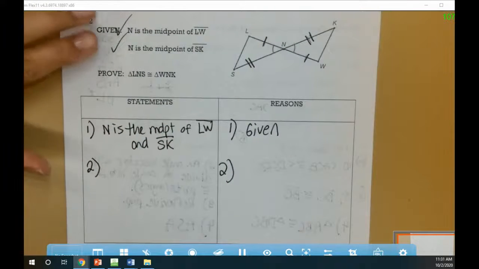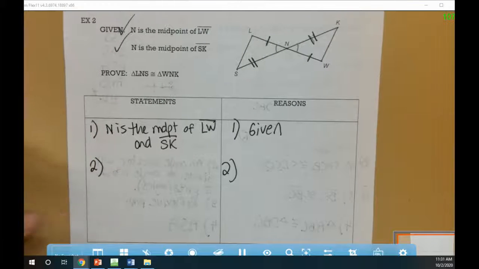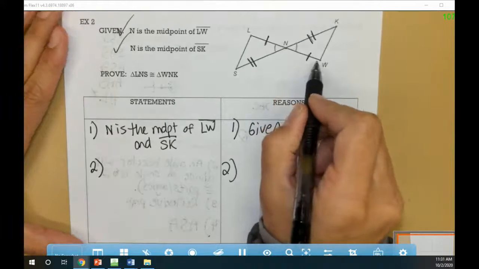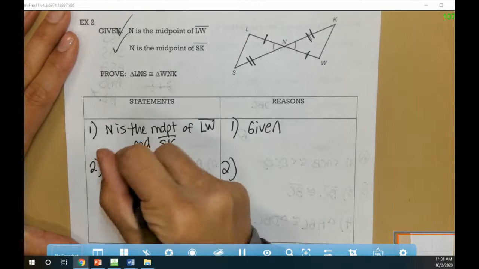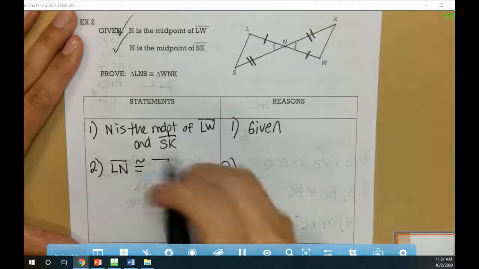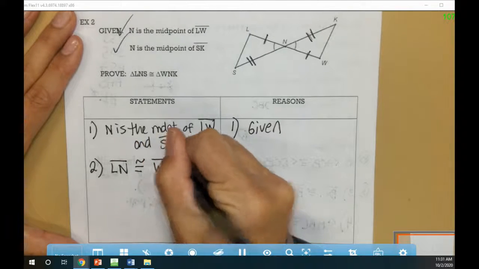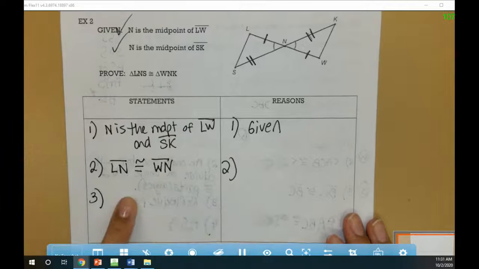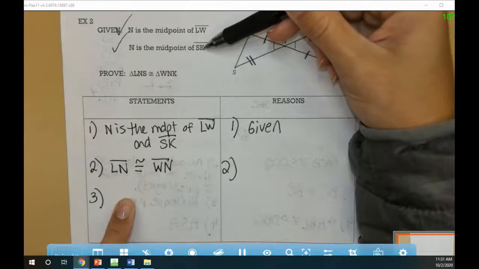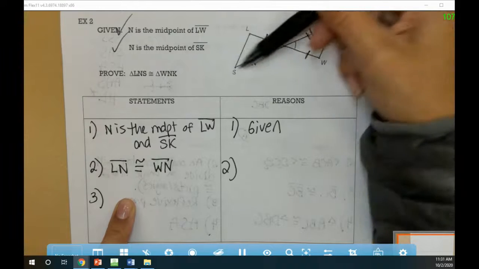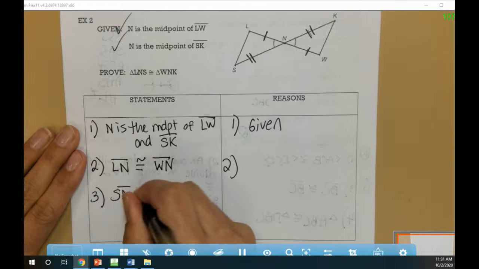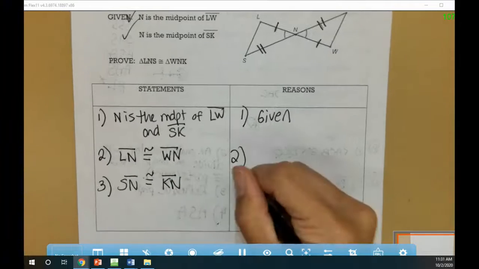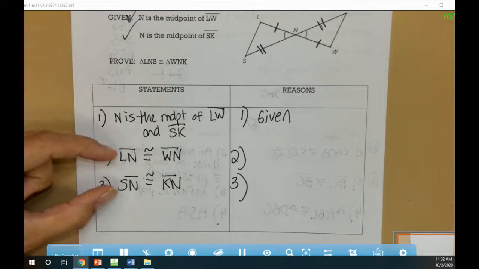So now let's take that given information and draw a conclusion. So if N is the midpoint of LW, that means that we have 2 congruent segments. LN is congruent to WN. Okay, there's also some more information. I'm going to hold off on this reason. We also have N as the midpoint of SK. So I'm going to go ahead and list out these congruent segments. So SN is congruent to KN.